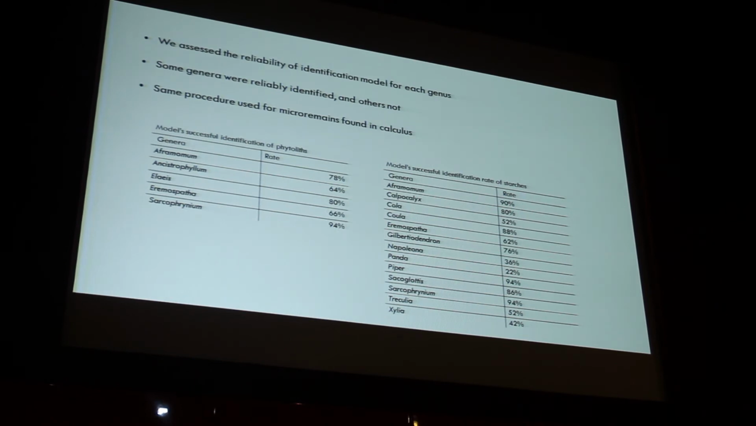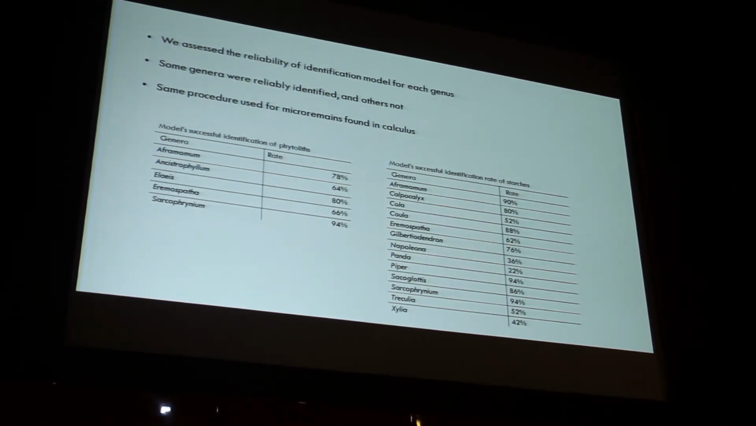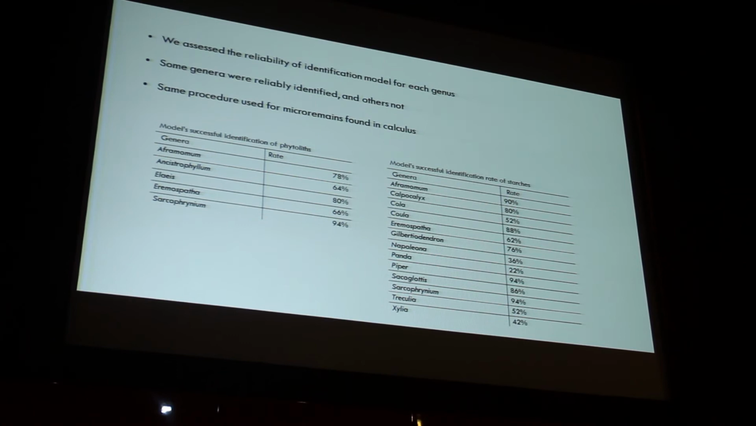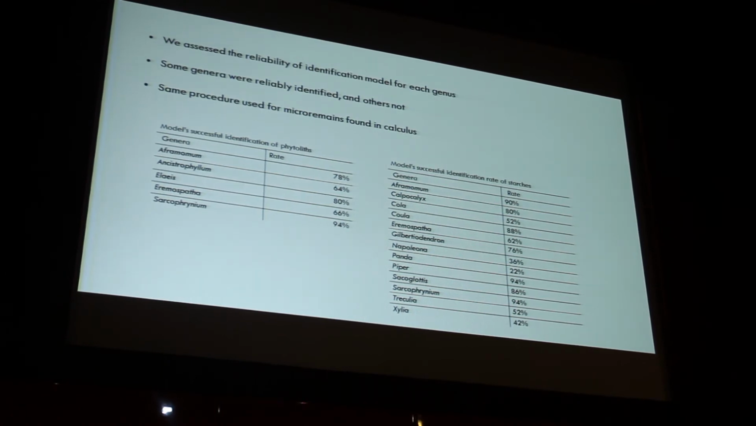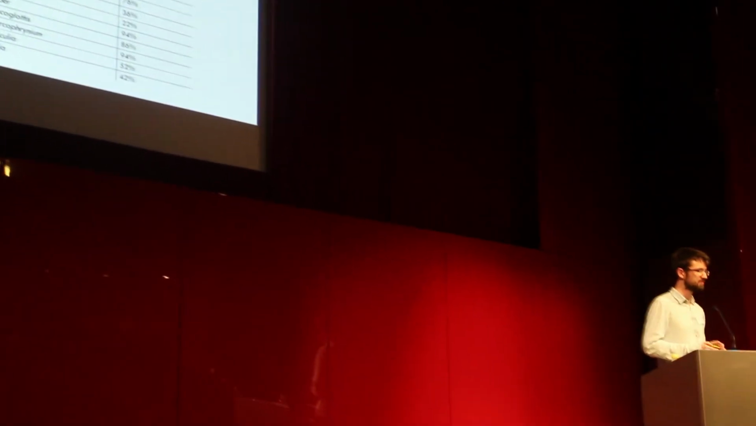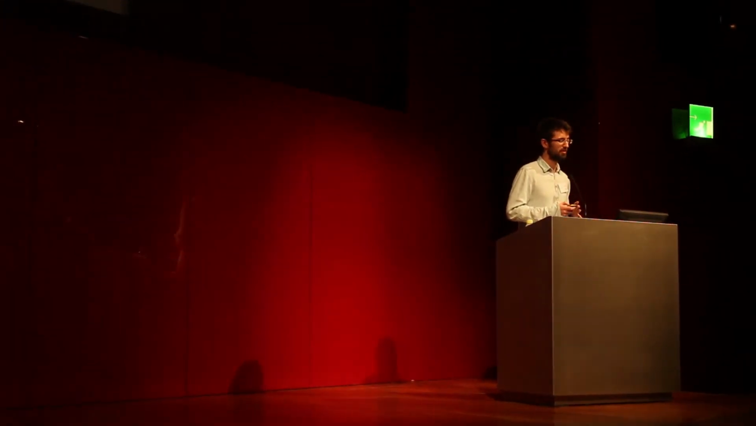Doing it at genus level, we could quickly see that some plant genera were easy to classify, while some were much more difficult. They vary from 94% to as low as 22%. And this matched our expectations about how likely these microremains were to be classified based on initial open examination of the microremains. We then did the same procedure for the microremains actually in the calculus, and this allowed us to generate a predicted plant of origin.